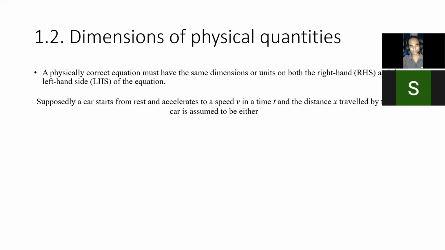Let's say we have an example. Suppose a car starts from rest and accelerates to a speed of v in the time t, and the distance x traveled by the car is assumed to be either of two equations: x equals half vt squared, or x equals 1 over 2 vt. Who chooses the left one, x equals half vt squared, as the correct equation?